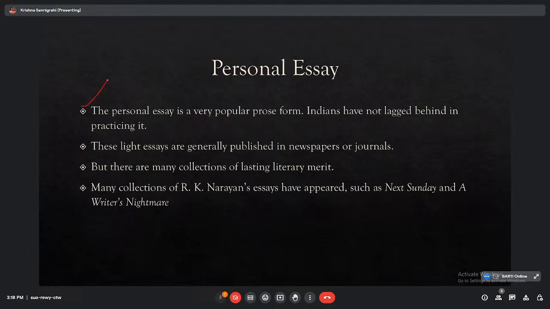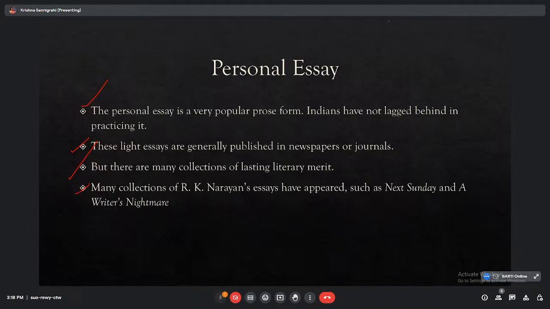Now, the personal essay is a very popular prose form. Indians have not lagged behind in practicing it. These light essays are generally published in newspapers or journals, but there are many collections of lasting literary merit, and many collections of R.K. Narayan's essays have appeared, such as Next Sunday and A Writer's Nightmare.